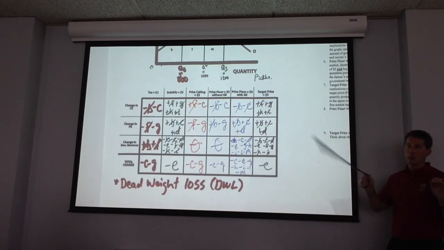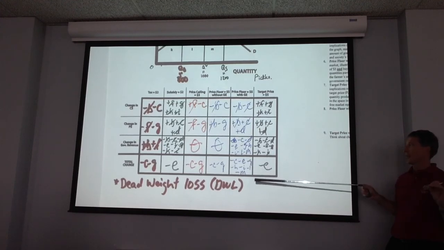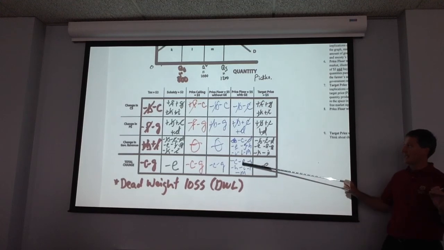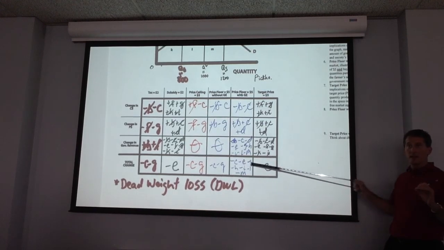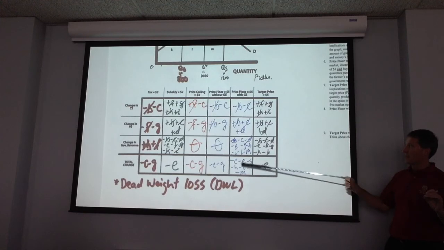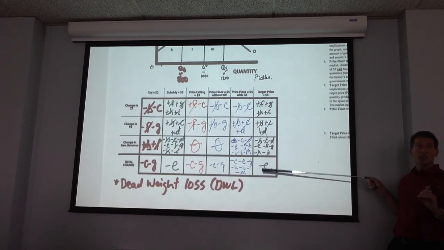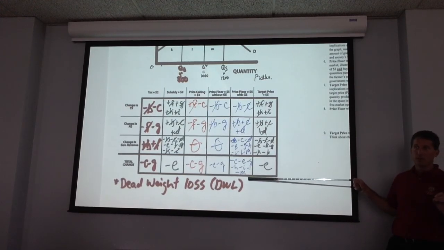The dead weight. What about it? There's less. How do you know that for sure? Because there's just a minus E. The E and the E are both in this, right? So there's always something negative being added on to this one. So we know for sure that it's worse.